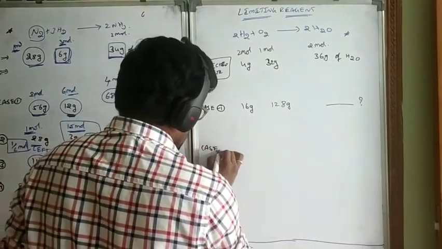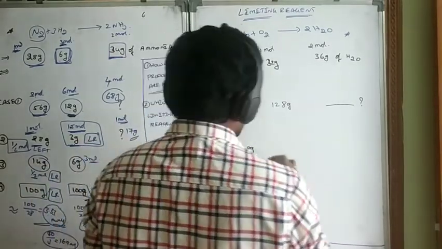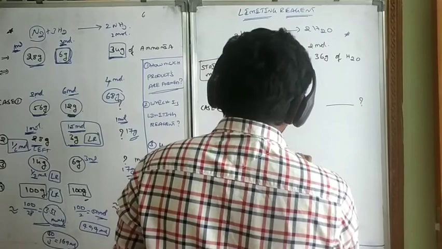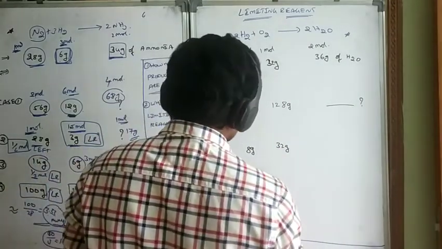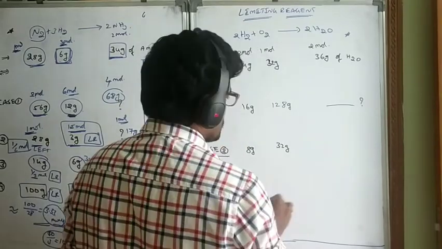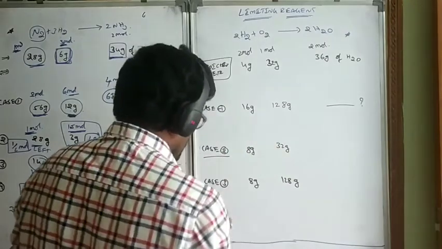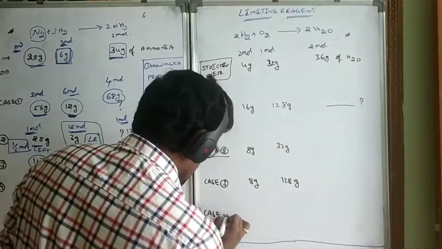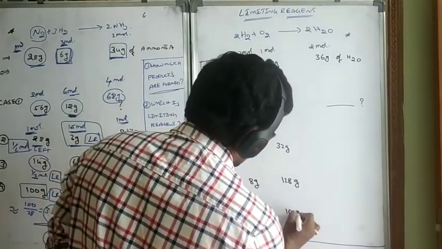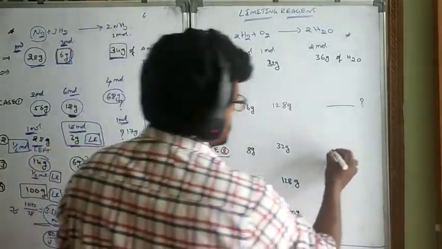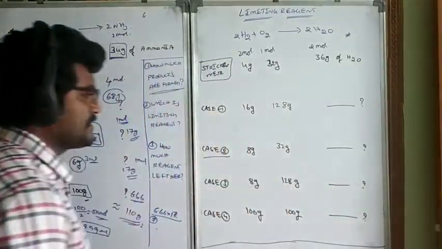Next, case 2: 8 grams of hydrogen is reacting with 32 grams of oxygen. Case 3: 8 grams of hydrogen is reacting with 128 grams of oxygen. Case 4: 100 grams of hydrogen is reacting with 100 grams of oxygen. How much product is formed in every case?